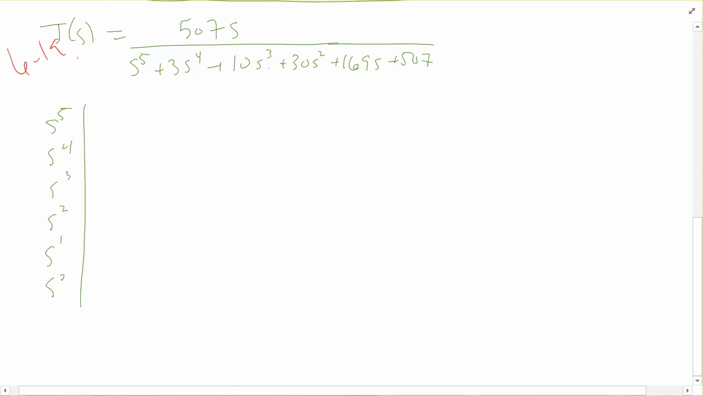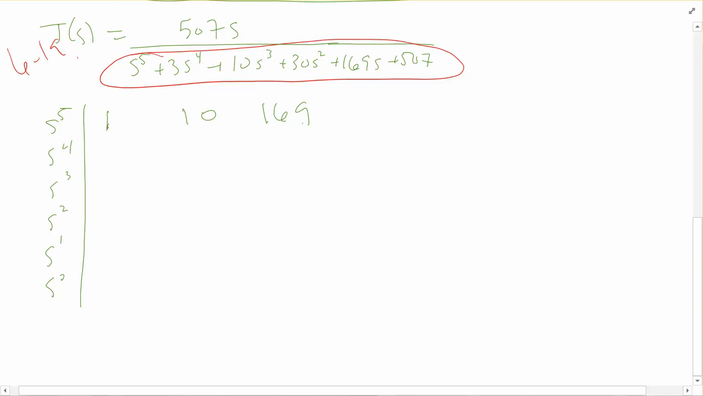Alright, so here is the transfer function that we had. Again, we're always going to focus on this denominator. So if we pull out our values and create our array, we're going to have 1, and then 10, and then 169, and then we'll have 3, 30, and then 507. So now let's keep going.